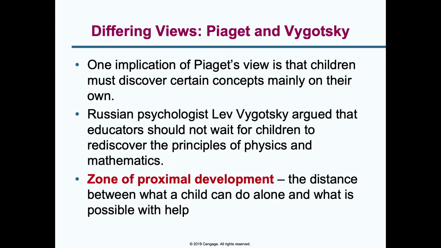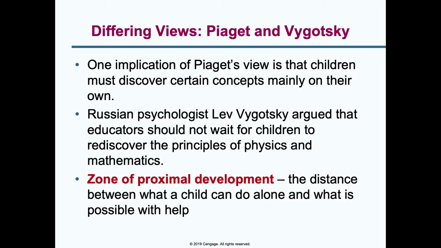Okay, a couple of differing views between Piaget and another theorist who's very big in child development, Vygotsky. Piaget views that children must discover certain concepts on their own, also known as active constructivism. They often work through something. They'll discover something if we give them a chance to figure it out on their own. And that's the main view of Piaget.